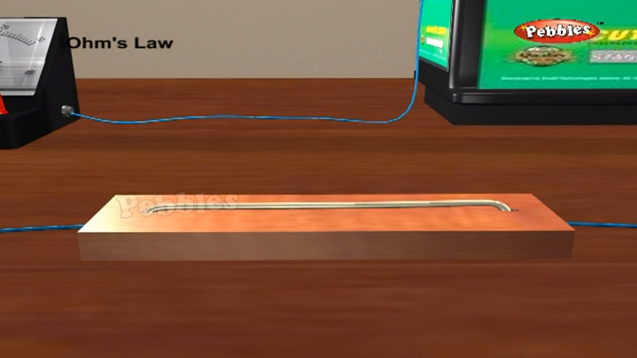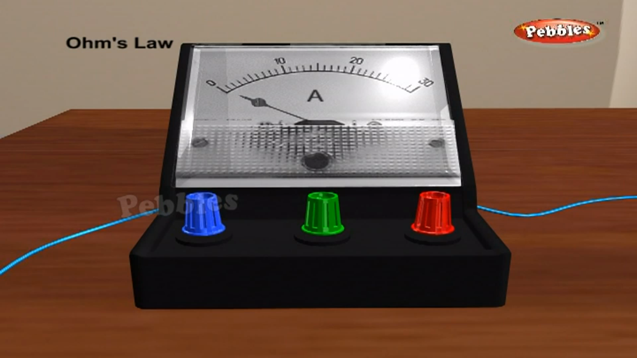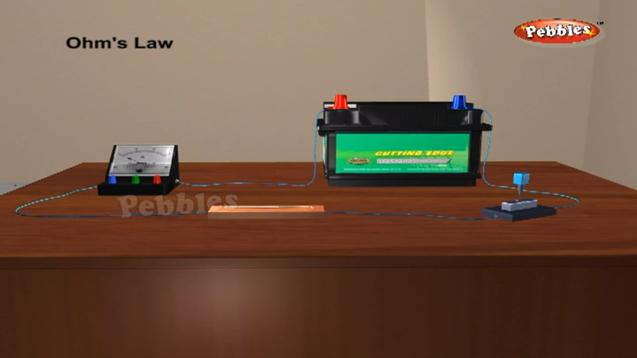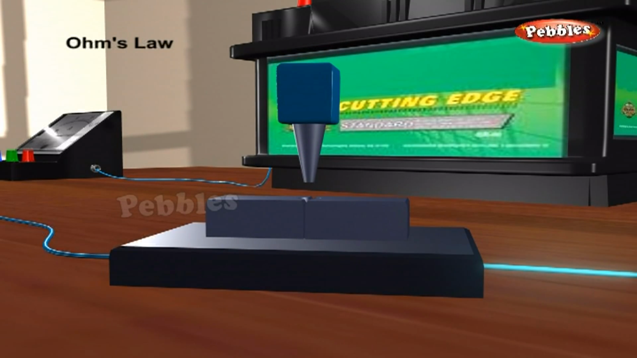Activity: take a nichrome wire, a torch bulb, a 10-watt bulb, an ammeter, a plug key, and some connecting wires. Set up the circuit by connecting 4 dry cells of 1.5 volt each in series with the ammeter, leaving a gap XY in the circuit. Complete the circuit by connecting the nichrome wire in the gap XY. Plug the key.